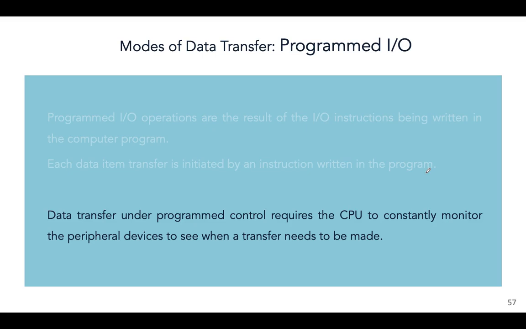Now, data transfer under programmed control requires the CPU to constantly monitor the peripheral devices to see when a transfer needs to be made. So when we're talking about programmed IO, that means the CPU will constantly have to monitor all the peripherals attached to it to see if and when any of these devices require any kind of data transfer.